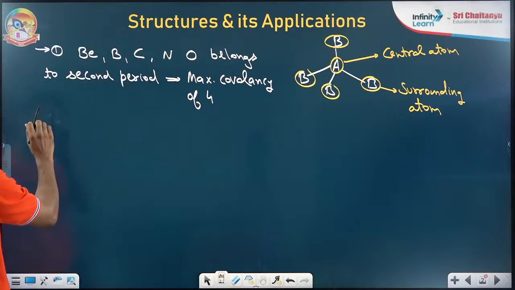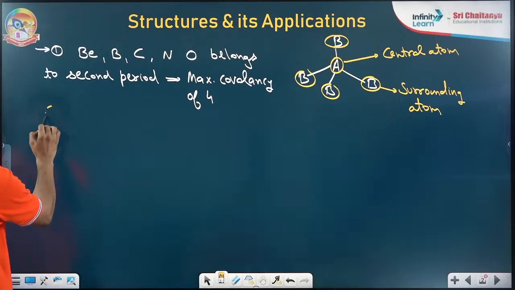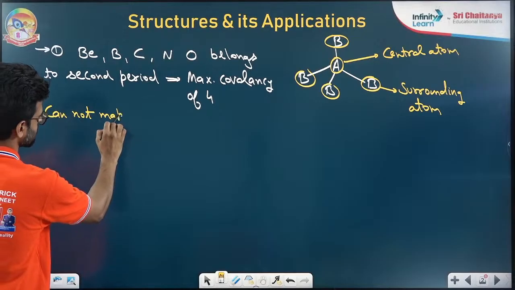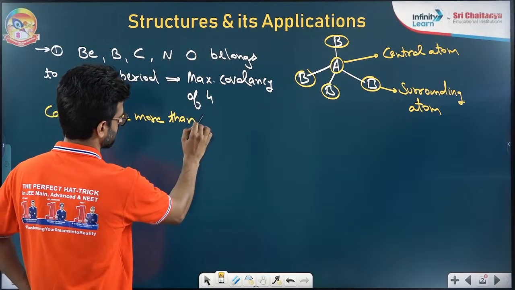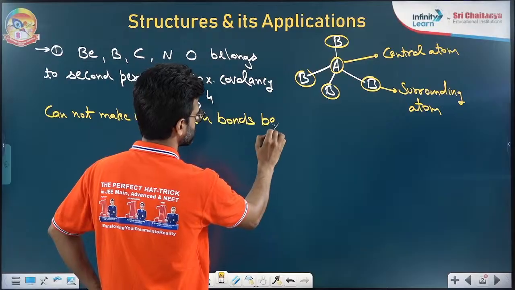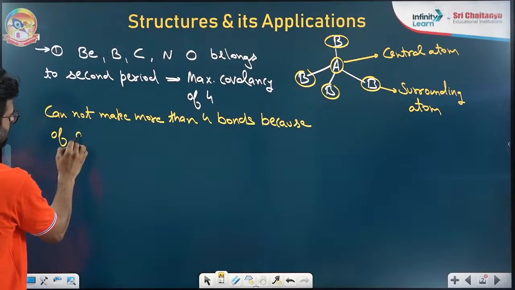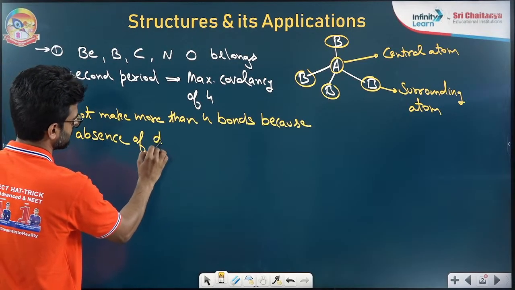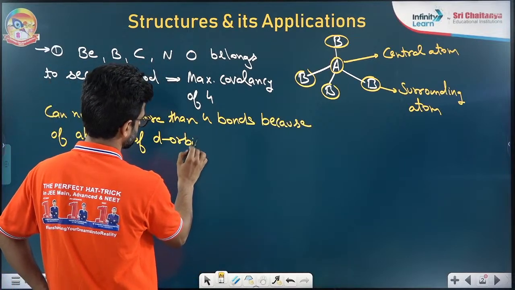You can give the reason also, which is better. What is the reason behind it? Why can't they make more than 4 bonds? Because of the absence of d orbitals. In many places this will help you. Because of the absence of a d shell, or you can say d orbitals.